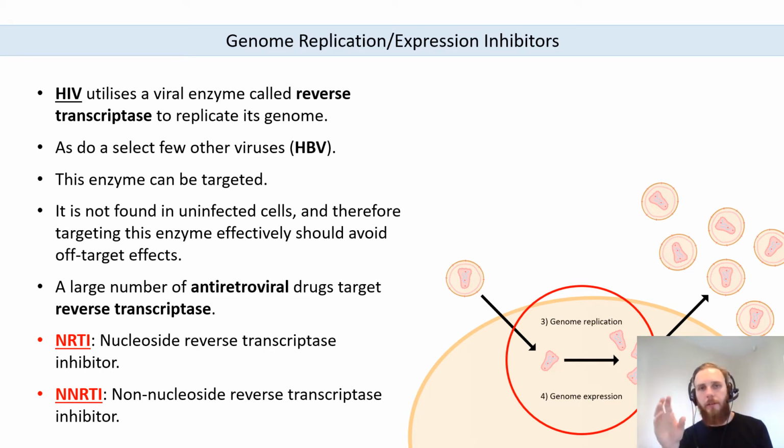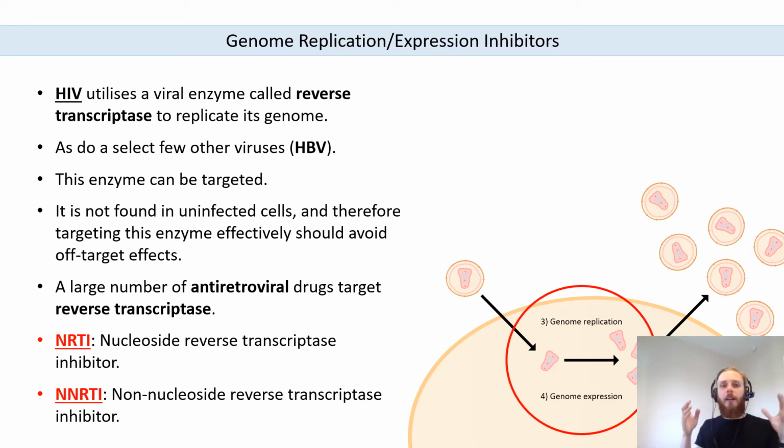You remember reverse transcriptase is an enzyme, the principal enzyme used in reverse transcription. So it mediates reverse transcription of the retroviral genomes. We spent some time focusing on this process of reverse transcription. It's going from an RNA genome to a DNA genome, and it's a prerequisite for the integration of that DNA genome into the host cell genome.